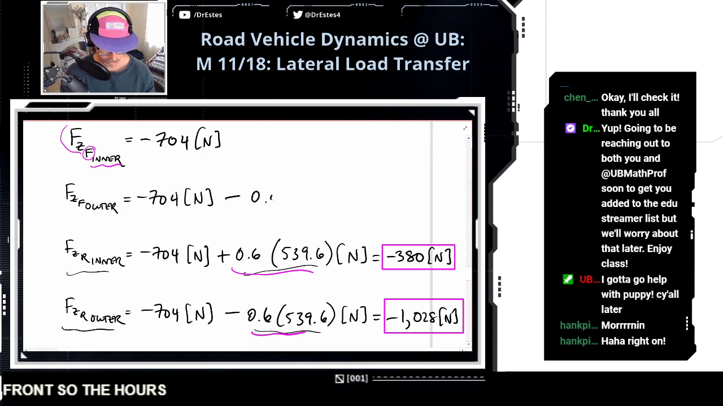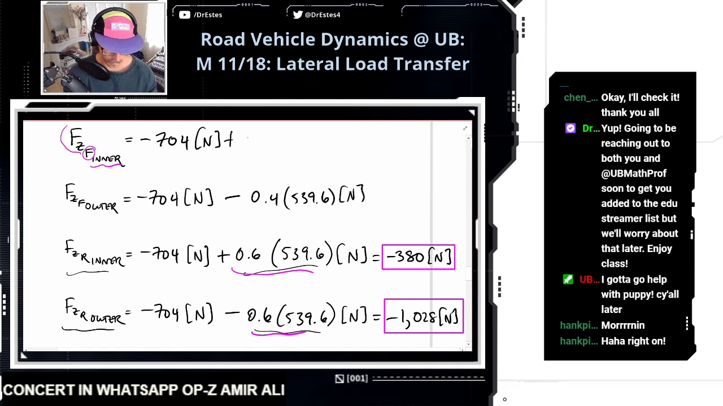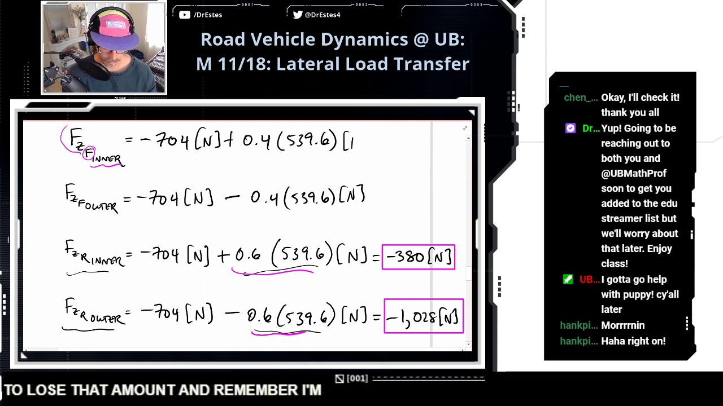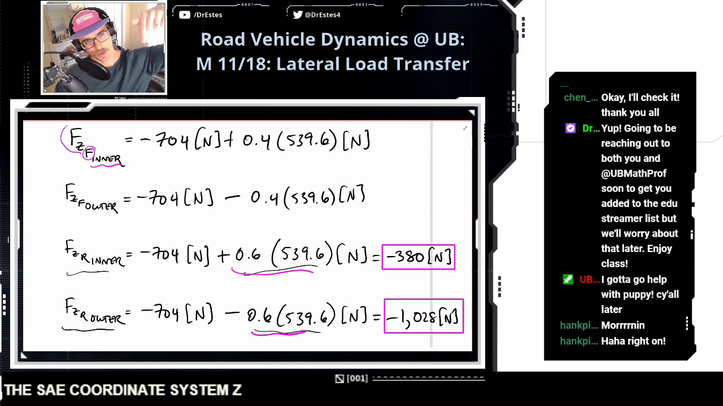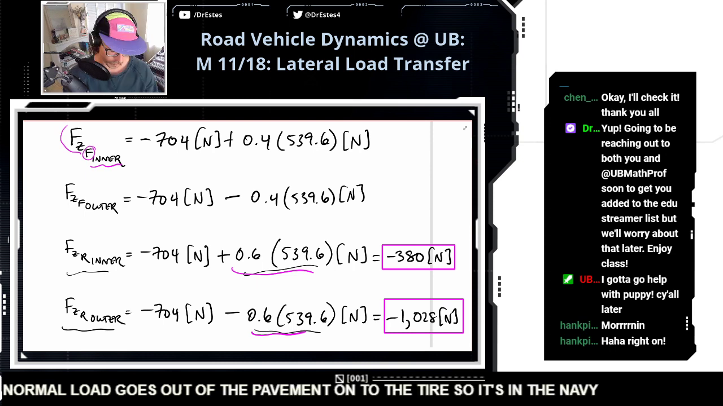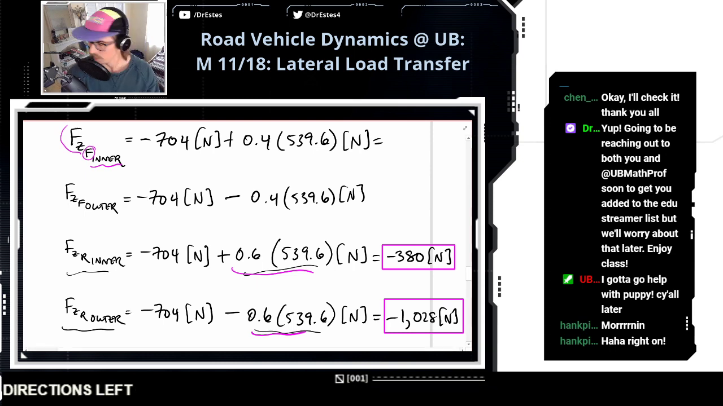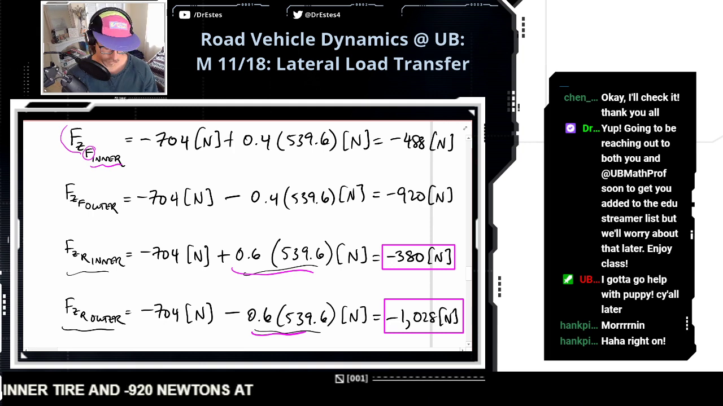So the outer front tire, it's going to get this much extra. The inner tire is going to lose that amount. And remember, everything is negative right now because in the SAE coordinate system, Z goes into the pavement, so positive Z direction, but normal load goes out of the pavement onto the tire, so it's in the negative Z direction, so that's why it has to be negative. Okay, so minus 488 newtons at the front inner tire and minus 920 newtons at the front outer tire.